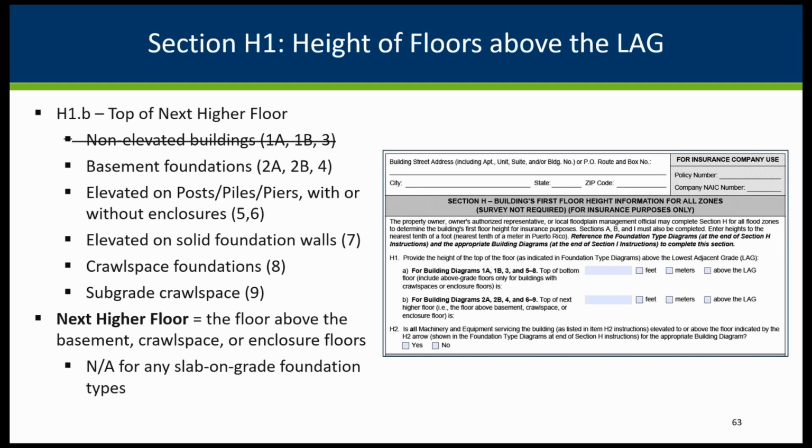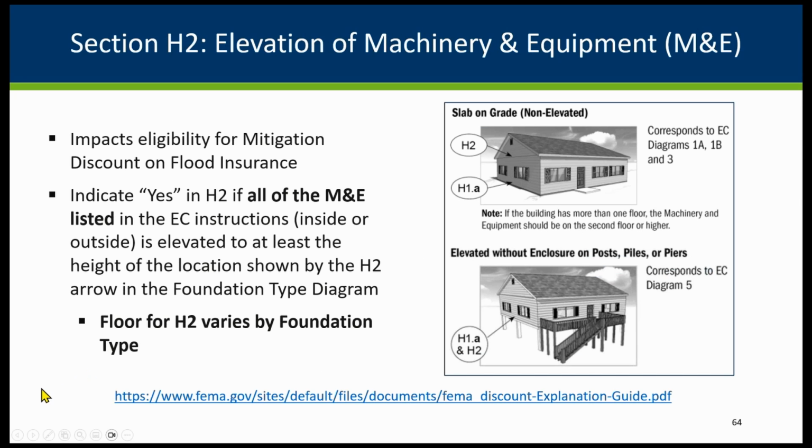H1B, as we already talked about, is the top of the next higher floor. Really applicable in most instances where you've got a basement, crawl space, or an enclosure. H2, that's probably the most important part. So you want to make sure your machinery and equipment is located at or above the H2 arrow, and that's actually what they say. You look for the arrow to see where it needs to be elevated to, and it's going to depend on the foundation type diagram. I think Ceil already showed you some of those. You're going to select the appropriate foundation diagram based on your corresponding building diagram.